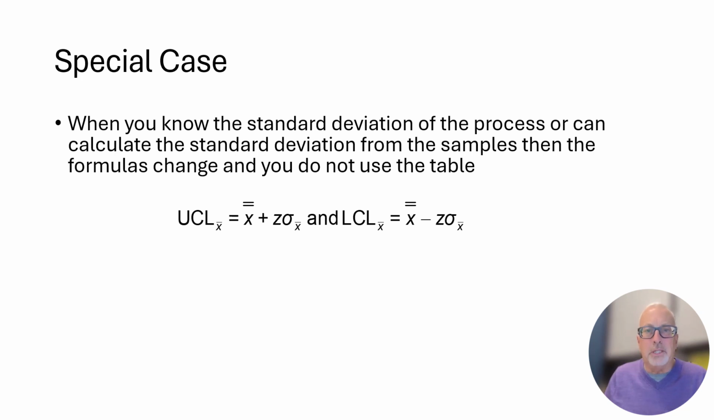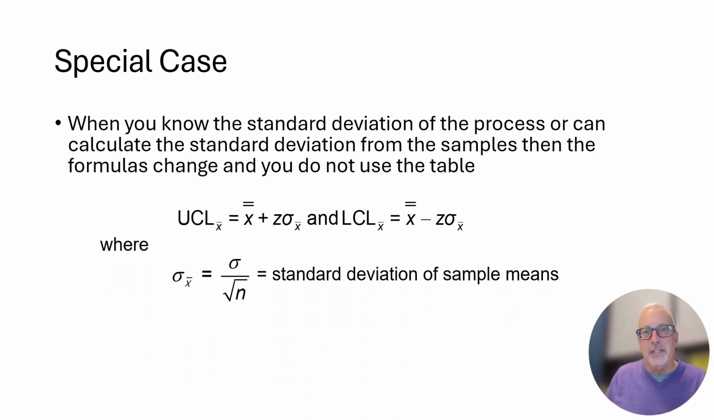Now look at this. This sigma is the standard deviation of the sample. Well, we only had the standard deviation of the process, so we have to convert it. So watch that step. It's not a hard conversion. You take the process standard deviation and you divide it by the square root of n. So this value right here is actually the standard deviation divided by the square root. You got to make that conversion. And then the LCL is just the mean minus it.